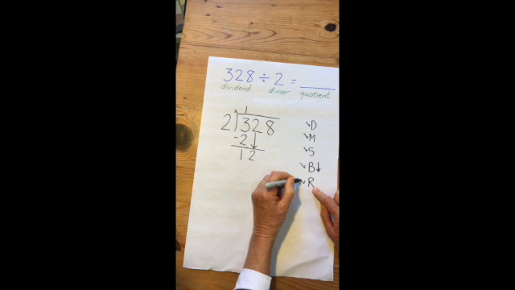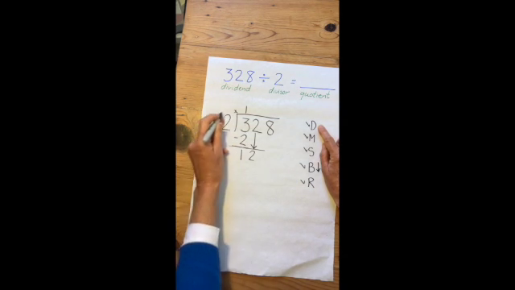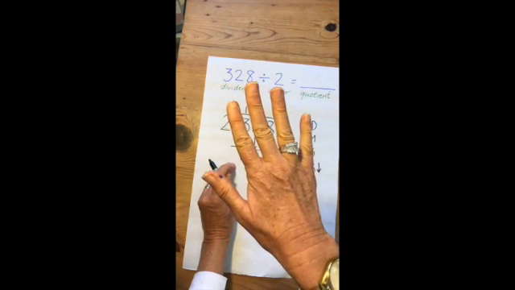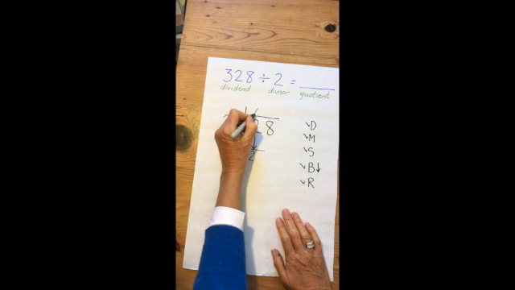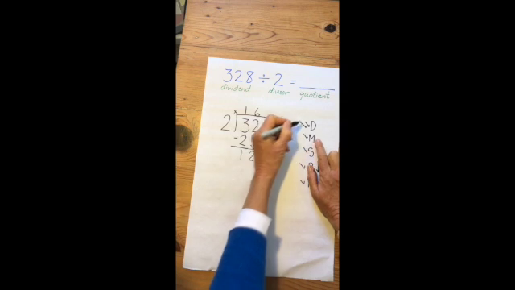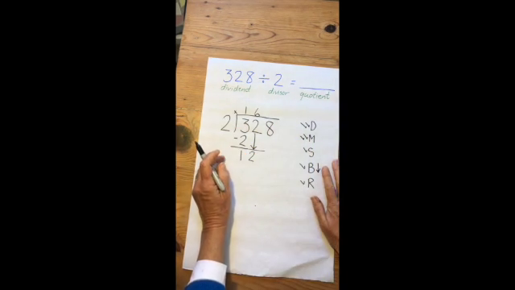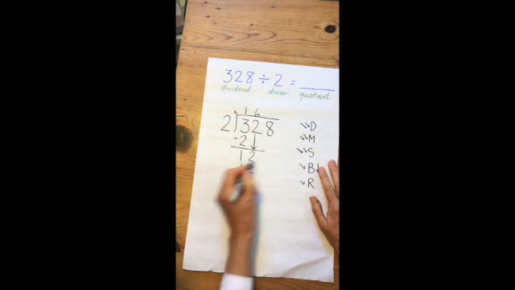And now I have to repeat again. So I go all the way up here, and I know I'm going to say how many 2's are in 12. 2, 4, 6, 8, 10, 12. That's 6 exactly. Check. Now I'm going to multiply. 6 times 2, 6, 12. It's 12. Now I'm going to subtract.